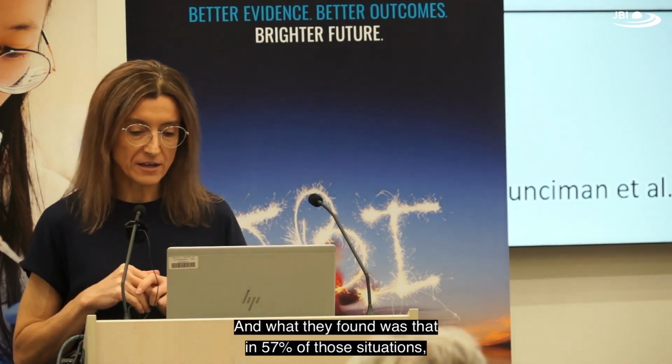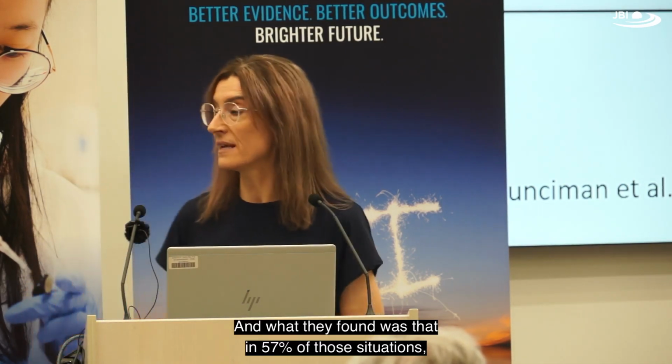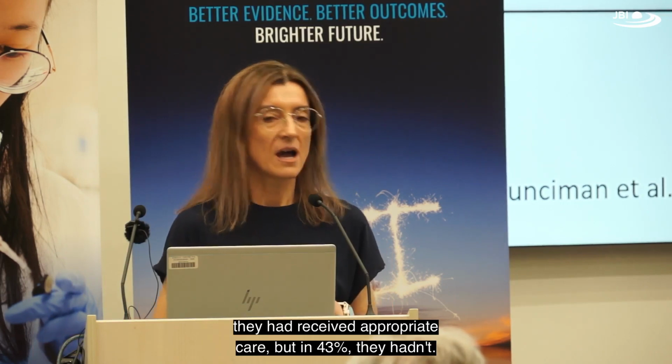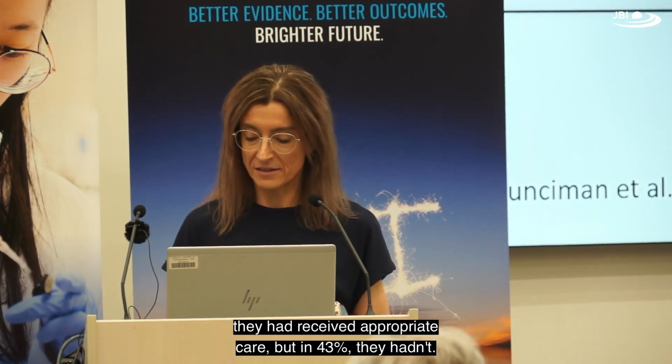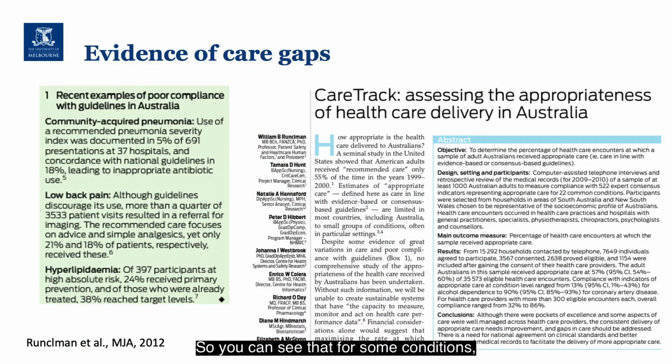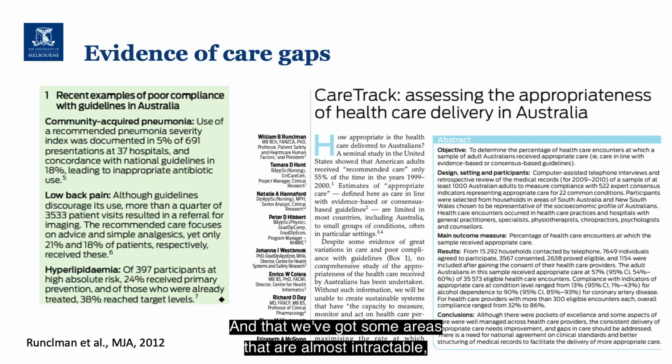And what they found was that in 57% of those situations, they had received appropriate care, but in 43% they hadn't. Now that varied depending on what the condition was. So I've just popped that up there so you can see that for some conditions there was a very high compliance with the evidence and with consensus guidelines for things like coronary artery disease. And as you go down the list, you can certainly see that compliance reduces somewhat, and that we've got some areas that are almost intractable.